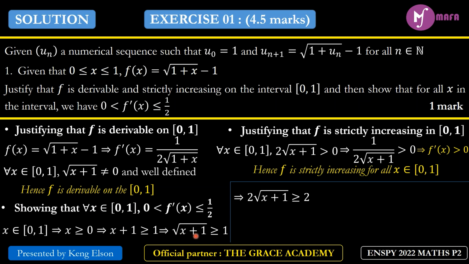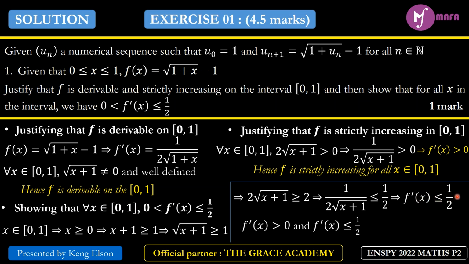We can multiply both sides by 2, and 2 is a positive number, so the inequality sign remains unchanged. So we have 2 times the square root of x plus 1 is greater or equal to 2. We can now take the reciprocal on both sides, and the reciprocal function is a decreasing function. Since it is decreasing, when you take 1 over the square root of x plus 1, the inequality sign changes to less than or equal to 1 over 2, because 1 over is a decreasing function. So the left hand side becomes f prime of x, and the right hand side is simply half. It therefore means that f prime of x is less than or equal to half.